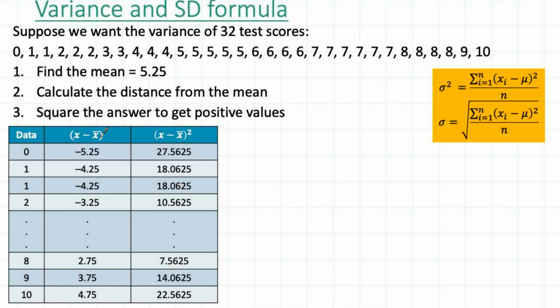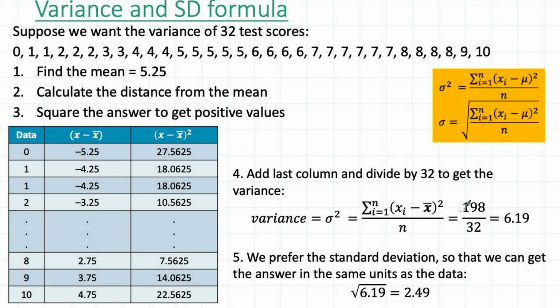So what we will do is we will square these values in order to make them all positive. So we end up with these values. So we are done with the first part. And then what the formula tells you is that you need to add them all together. So we have to add all of these together, and then we divide by n, and that will give us the variance. So adding them all up will give me 198 over 32, which is 6.19. This is the variance of the data.